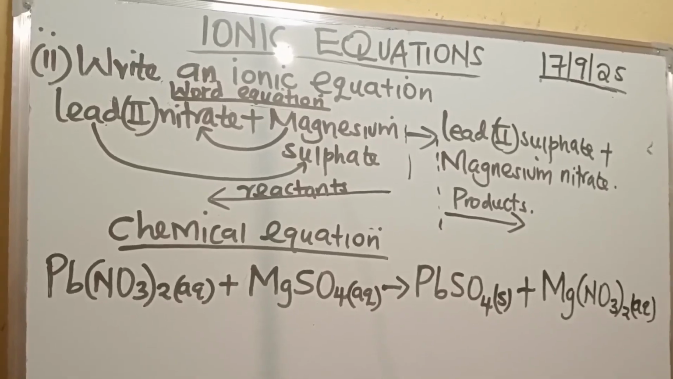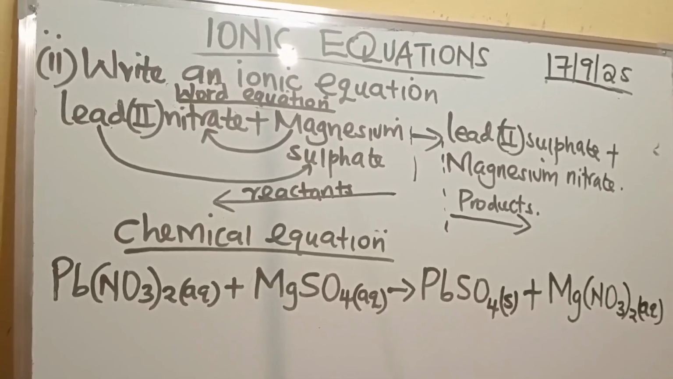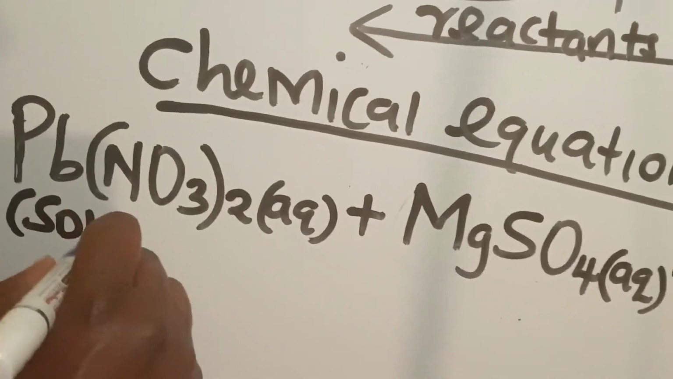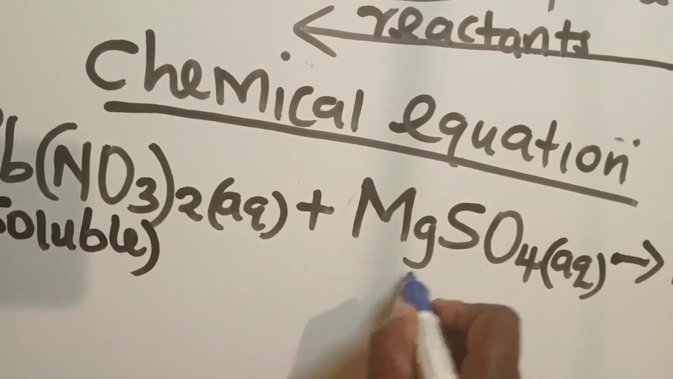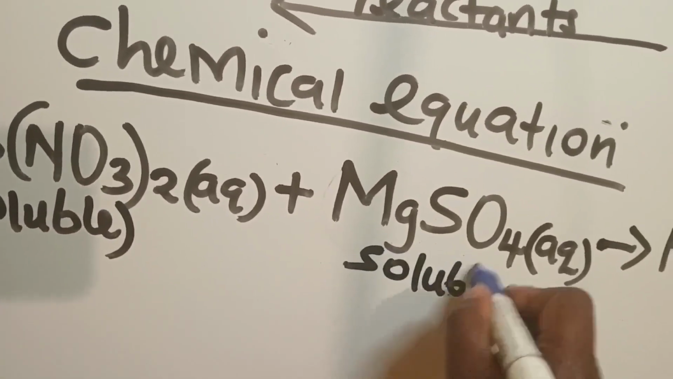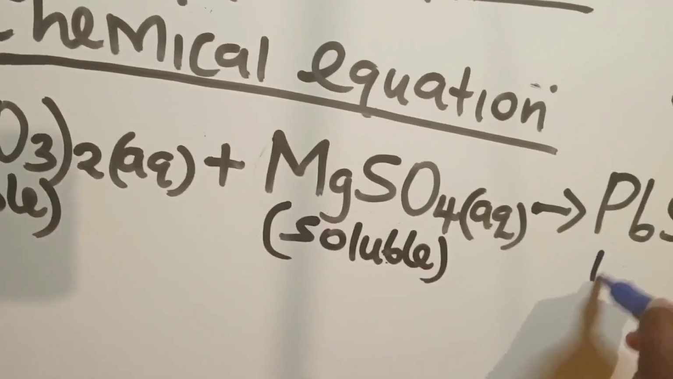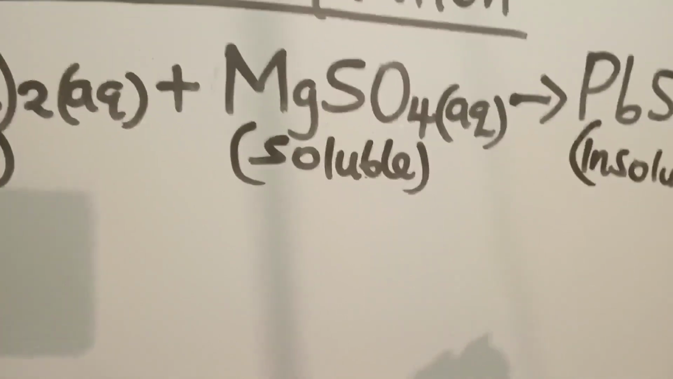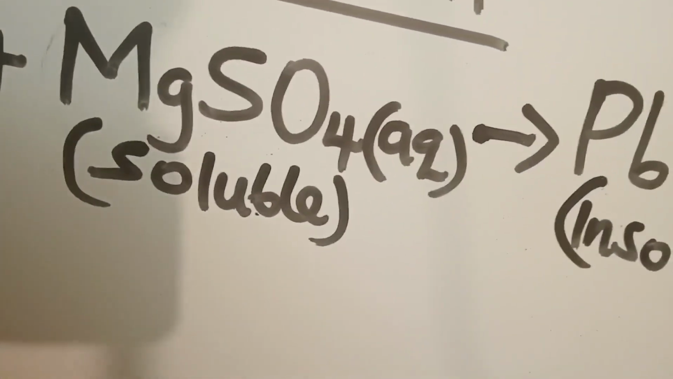Then for magnesium nitrate, it is the soluble salt on the product side. So down here we can say in brackets that this is soluble, this is also soluble, forming an insoluble salt and another soluble salt.